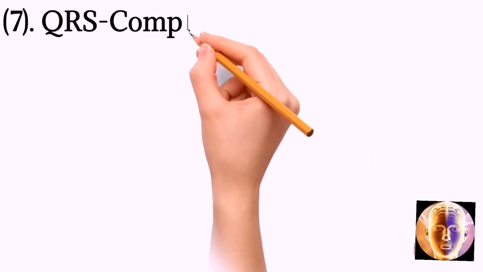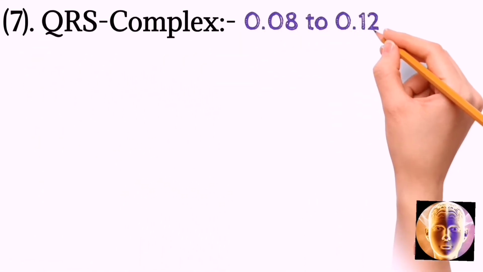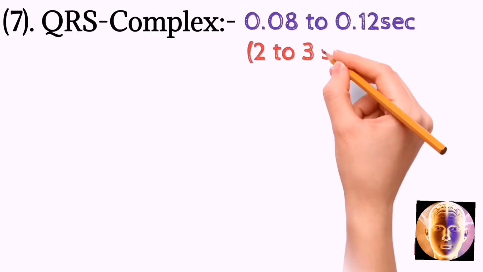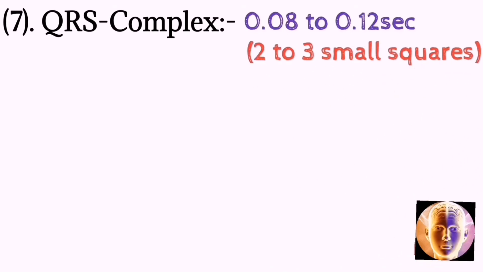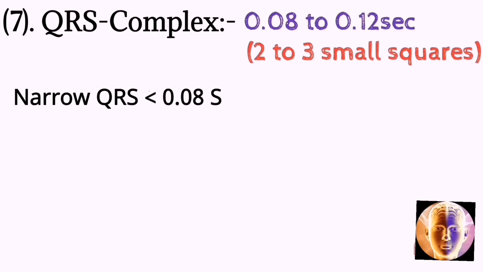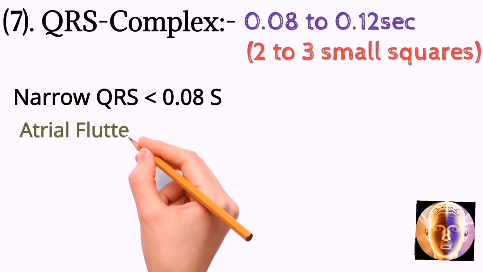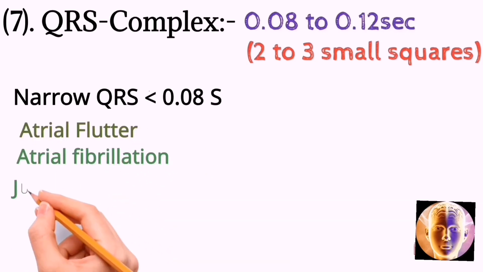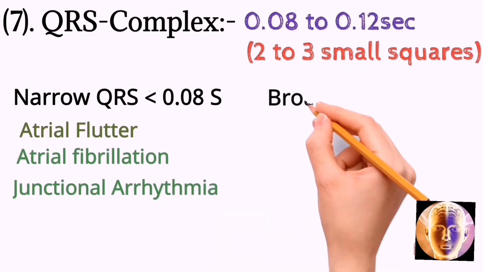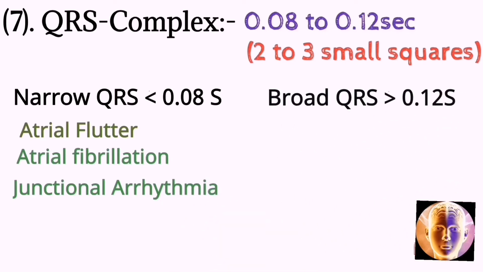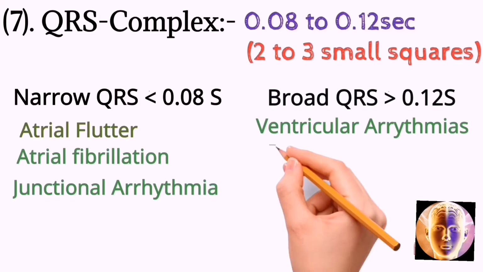Step 7 is QRS complex. Normally, duration of QRS complex is 0.08 to 0.12 second, that is 2 to 3 small squares. In narrow QRS, duration is less than 0.08 second and seen in atrial flutter, atrial fibrillation, and junctional arrhythmias. Broad QRS is when duration is greater than 0.12 second and is seen in ventricular arrhythmias and bundle branch blocks.